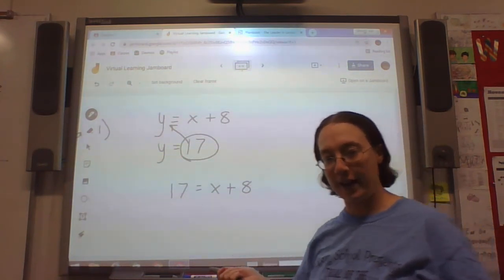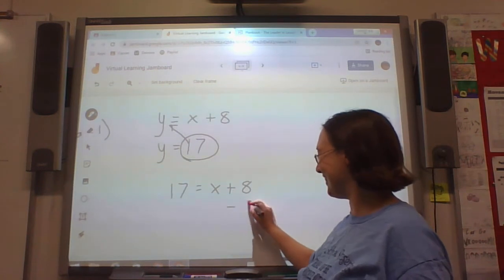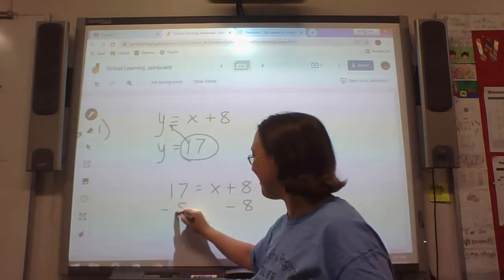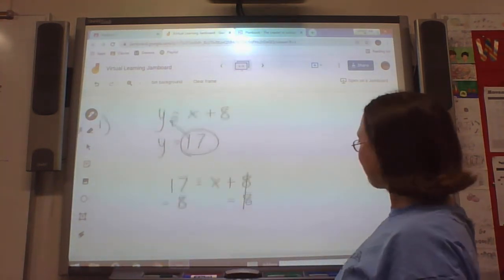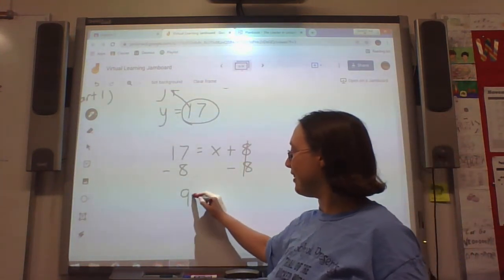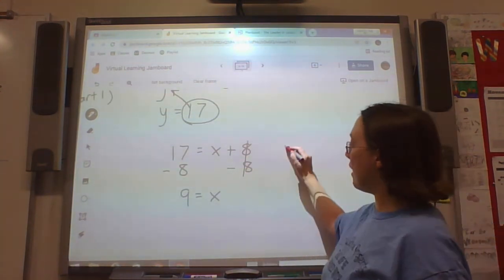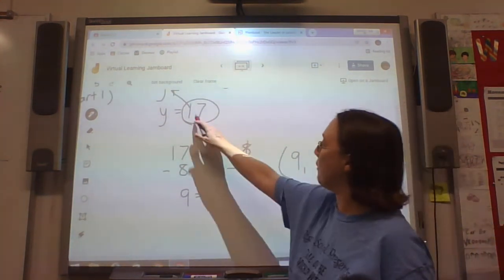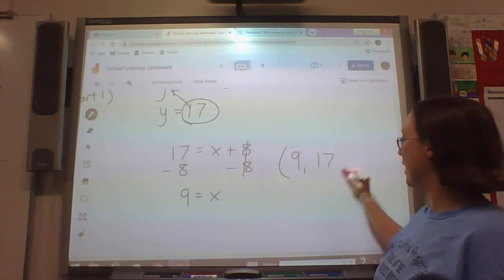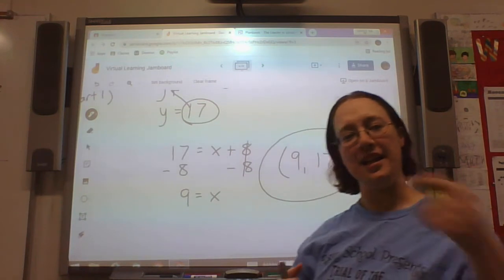If we want to get rid of adding 8, weird, hopefully it said subtracting 8 in this page. These are gone. 17 minus 8 is 9. And now we have x, and again, we already had y. So we have x, which is 9. We have y, which is 17. We have our point. Yay. Let's try this.